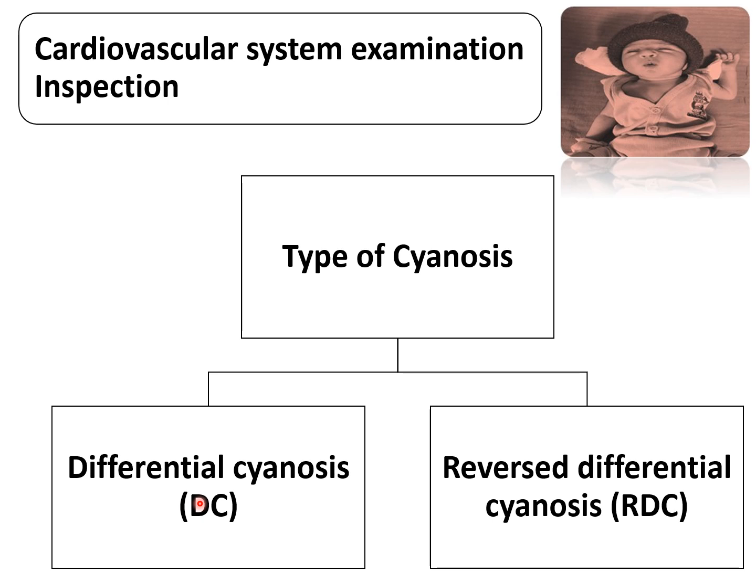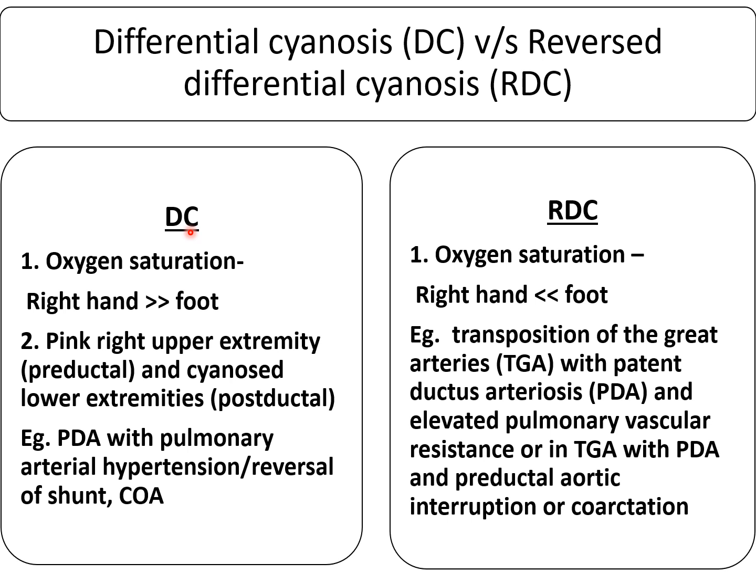Now the differential cyanosis and reverse differential cyanosis. We label it differential cyanosis whenever the oxygen saturation is more in the right hand compared to the foot. So in this condition, the patient has pink right upper extremity, preductal, while the lower extremities are cyanosed. This situation is seen in patent ductus arteriosus with pulmonary artery hypertension, or we can say with reversal of shunt, and also in coarctation of aorta.